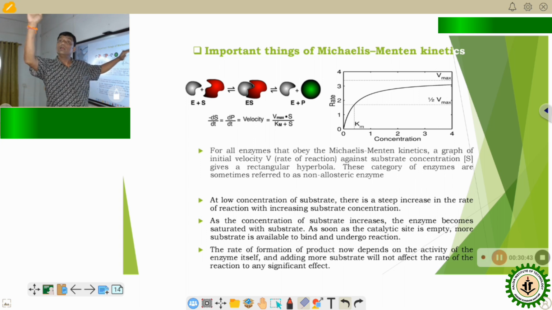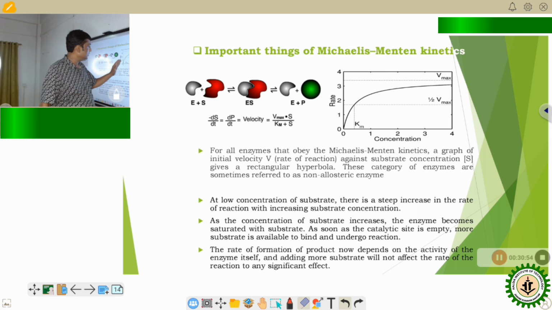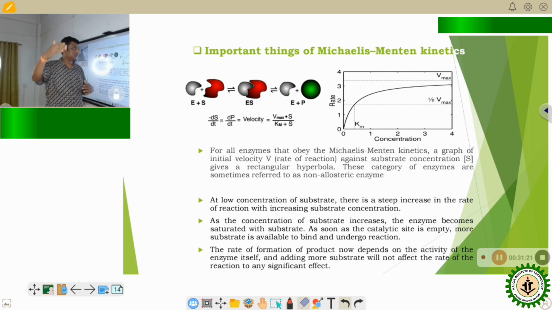That 10 mole per hour is the Vmax. Once the Vmax value is reached, the rate of reaction becomes constant. This is what Michaelis-Menten explained, giving this hyperbolic form of enzyme activity. Initially there is no substrate, only enzyme, so no reaction. When we start to add substrate, enzyme substrate complex forms, product formation increases and reaches a maximum up to saturation of the enzyme. Once the enzyme is saturated, it becomes constant. That is the maximum value.